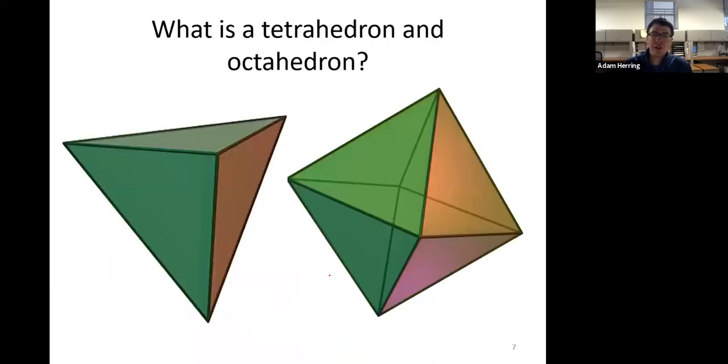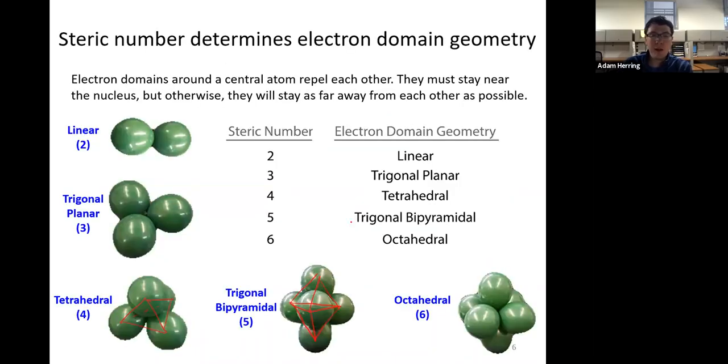Likewise, an octahedron is a polyhedron with 8 faces. So notice here we have a square base and we have 4 faces for each pyramid. And on the octahedron, we're going to have a square base and then 4 faces for each pyramid. Hence the name octahedral and tetrahedral.